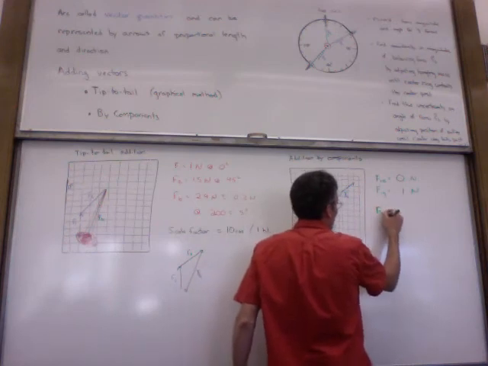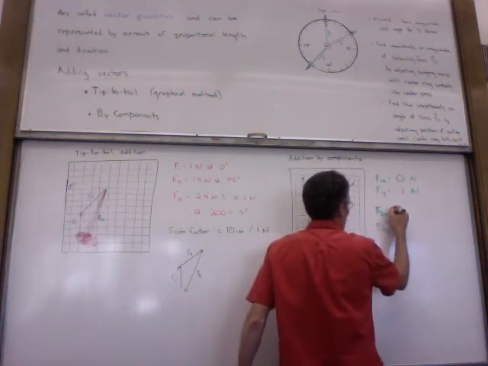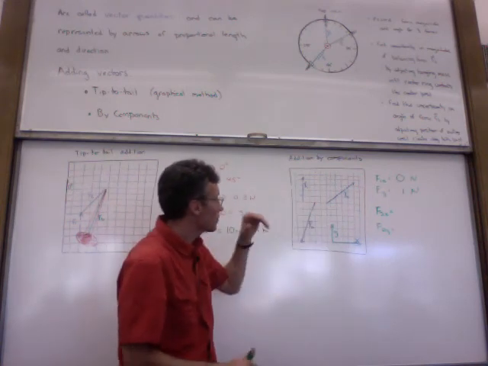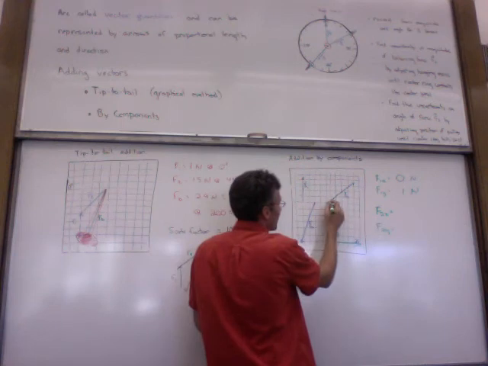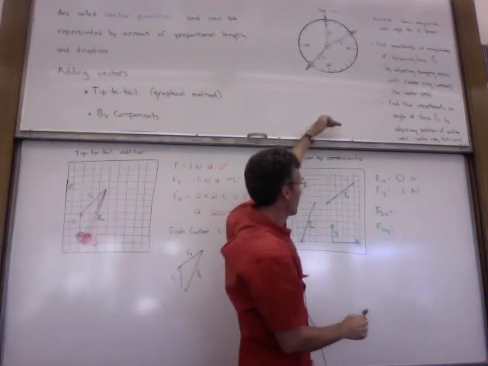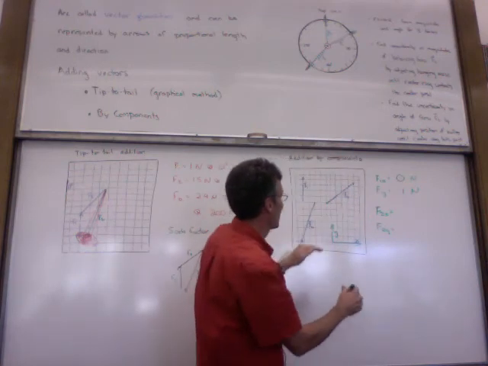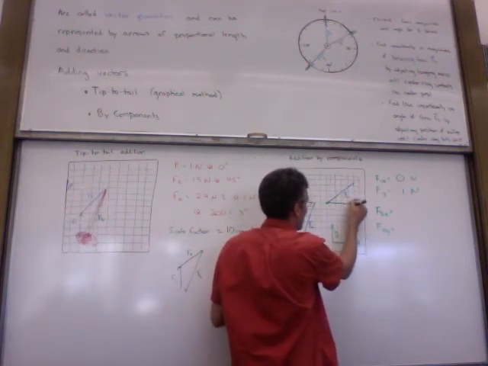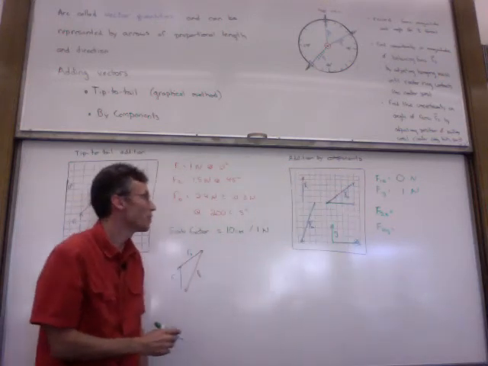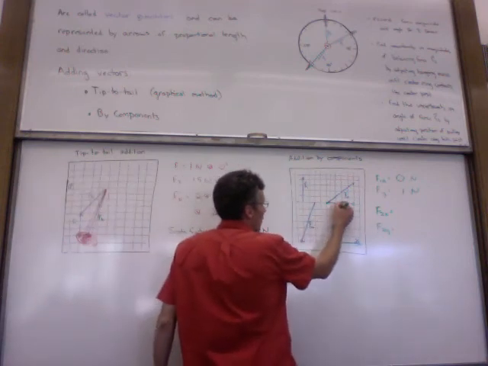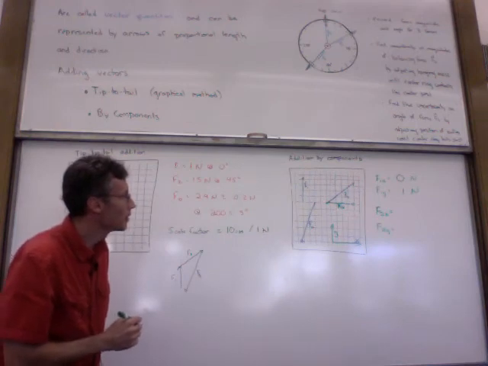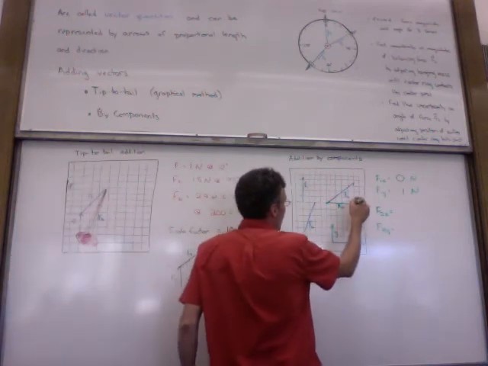For force 2, the x component is the component, if this vector were some opaque obstruction and there was a light directly above, the length of the shadow that it cast on the ground, right? Or the projection of this vector onto the x-axis is a mathematical way of saying that. So you'll draw this component and label it as F2x. And then likewise, you'll draw the y component.